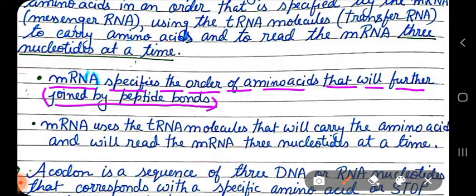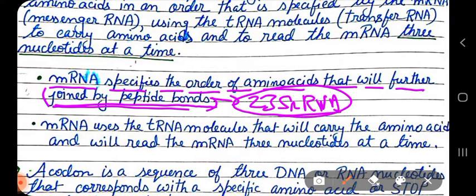So in this way, mRNA is specifying the order of amino acids which will be joined by peptide bonds, as catalyzed by the 23S rRNA subunit of ribosomes. Such ribosomes are mainly responsible for the formation of peptide bonds between the amino acids. More specifically, the large ribosomal subunit has 23S rRNA in prokaryotic organisms, which actually catalyzes the joining of amino acids by peptide bonds.